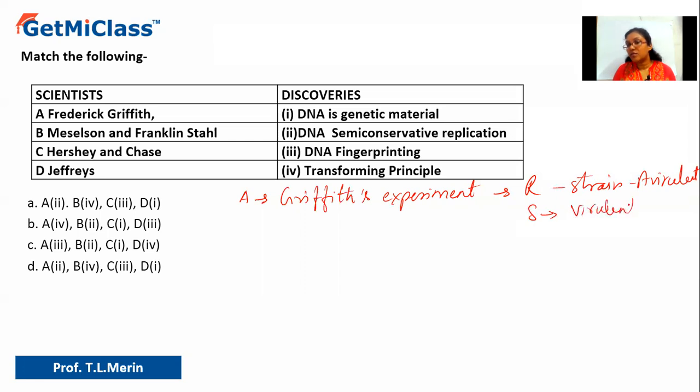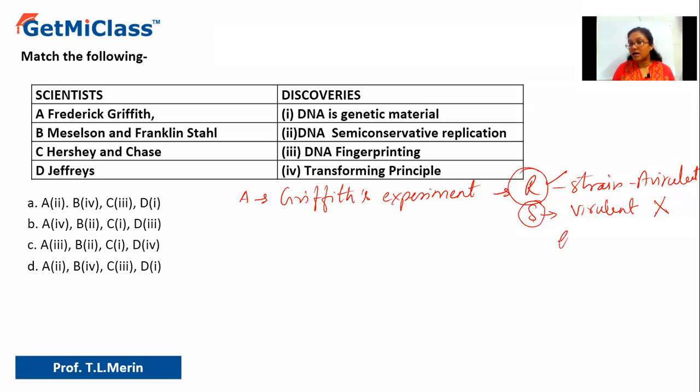Then he conducted various procedures where S strain killed the mouse, whereas R strain does not kill the mouse. The mouse survives. Why? Because it is avirulent, it does not cause disease, whereas S causes disease. Then, at the final stage, he heat killed the S strain, and when he injected it, the mouse survived because it got heat killed, so there was no disease.